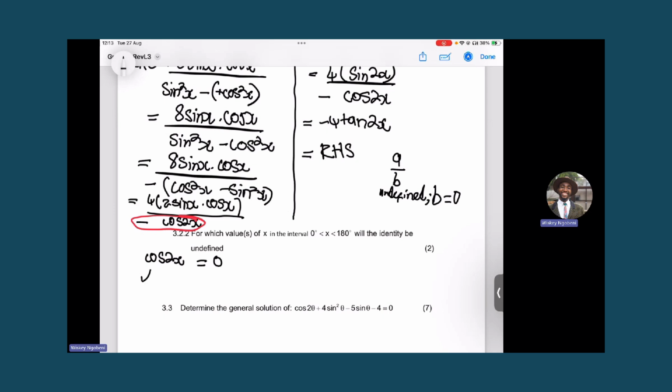But firstly, we find our reference angle, right? And your reference angle will be 90 degrees. That is your reference angle. So you have your reference angle now, which is 90 degrees. Now from there, what do you then do?